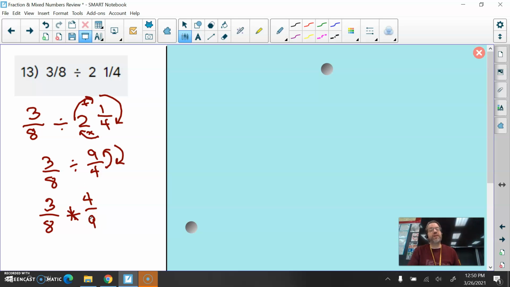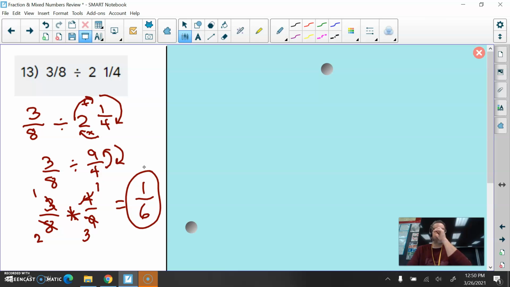Now that it's written as a multiplication problem, we can do some simplifying. The 4 and the 8 are both divisible by 4. 4 goes into 4 once. It goes into 8 twice. And the 3 and the 9 are both divisible by 3. 3 divided by 3 is 1. 9 divided by 3 is 3. And so now when I multiply, 1 times 1 is 1 over 2 times 3, which is 6. My answer is 1/6. 3/8 divided by 2 1/4 equals 1/6.